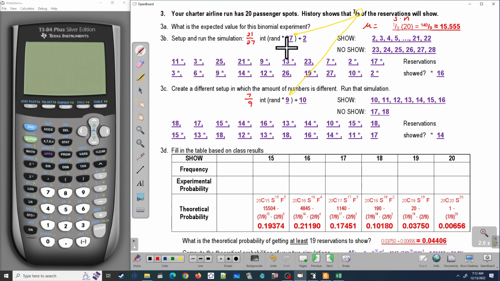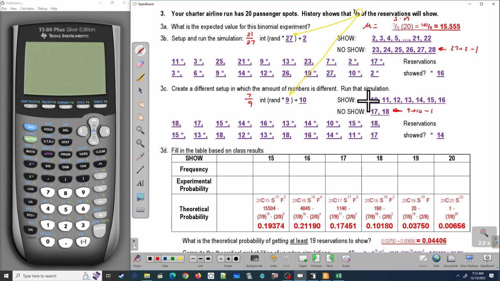So if it's 7/9, I was essentially thinking this is 21 27ths, while down here I was thinking this is 7/9. So here's a little trick at this point. If you're going to go rand times 27 plus 2, the last number should be 1 less than whatever 27 plus 2 is. So this number right here is 27 plus 2 minus 1, because that number is going to be counted right here at the beginning. If I go int random times 9 plus 10, this last number is going to be 9 plus 10 minus 1. Again, the minus 1 is because the 10 itself is one of the numbers being counted.